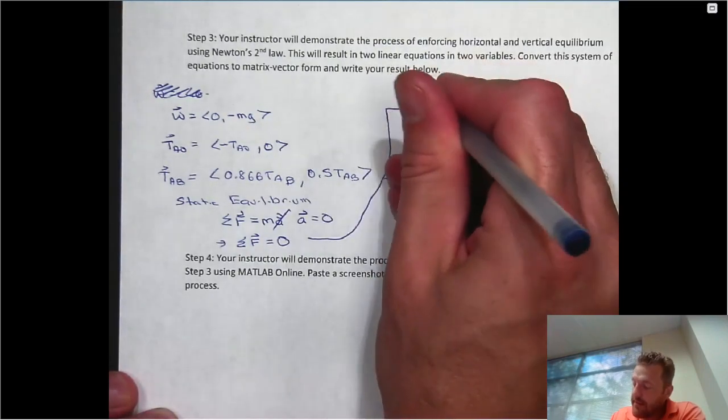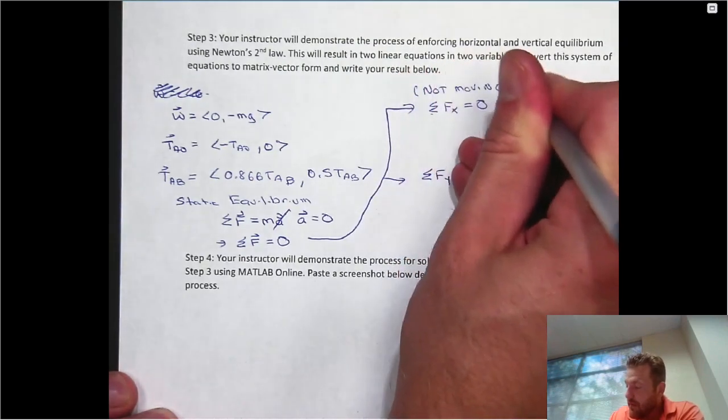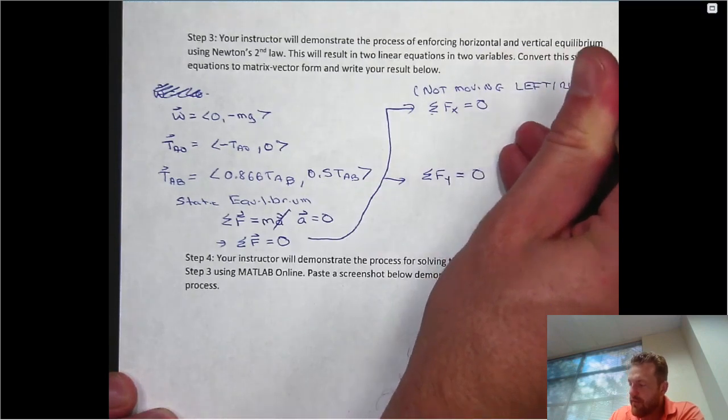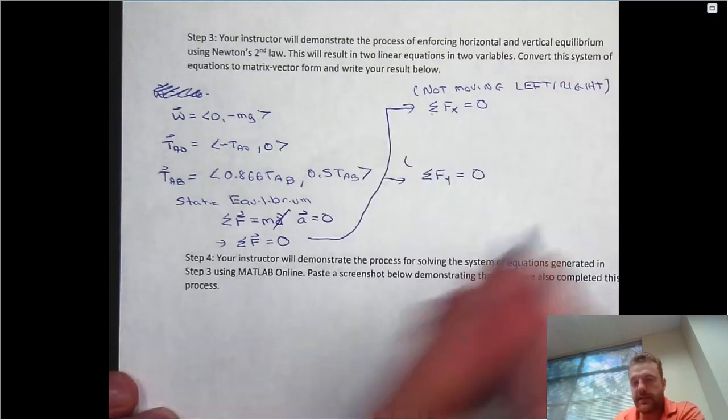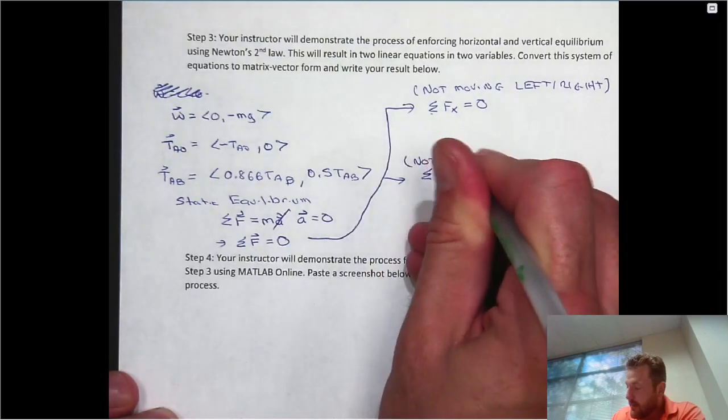And what this actually means is that it's not moving left and right. There's no forces that are tending to push it in the horizontal direction. And the sum of all forces in y being equal to 0 means that it's not moving up and down.